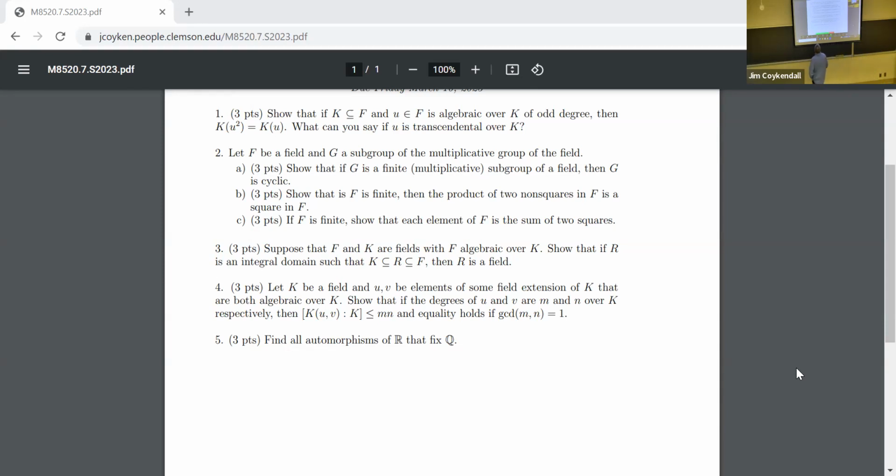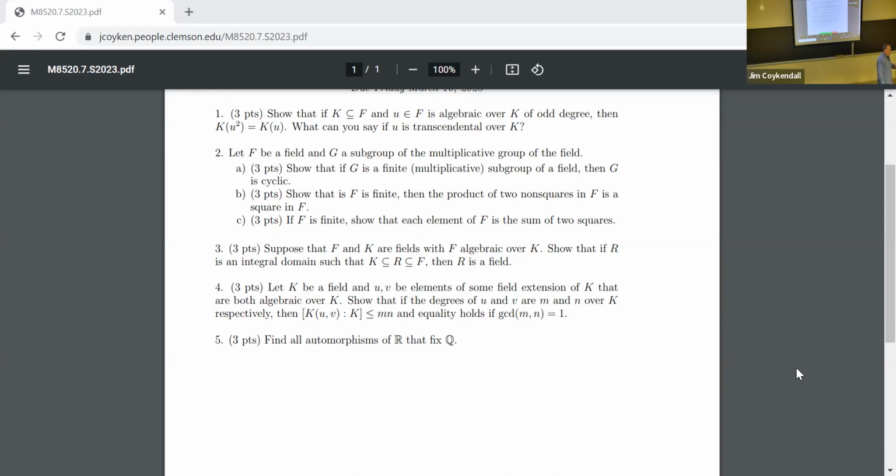Number four, let K be a field and u and v elements in some field extension of K that are algebraic over K. Show that if the degrees of u and v are m and n respectively, then the degree over K of the smallest field that contains K and these two elements is less than or equal to mn, and equality holds if the greatest common divisor of m and n is equal to 1. By the way, that's not an if and only if. If the greatest common divisor is 1, then you get equality, but sometimes you can get equality even if that's not the case.